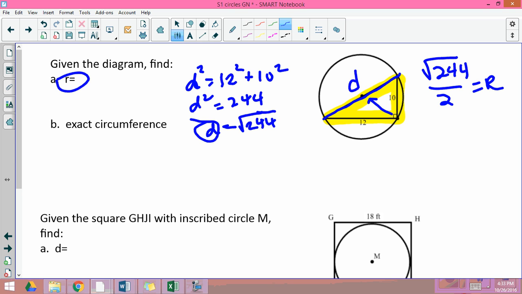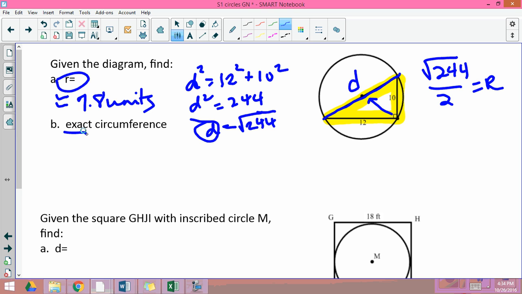Now, why wouldn't I take the square root earlier? Well, if I take the square root and I round, and then I divide by 2 and I round, I'm going to introduce more rounding error. So if I just put the square root of 244 divided by 2 in my calculator and round at the very end, I actually get a more accurate rounded answer estimation. And I'm going to get about 7.8 units.